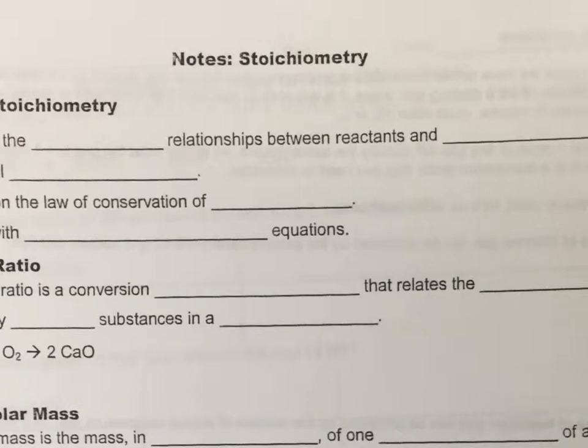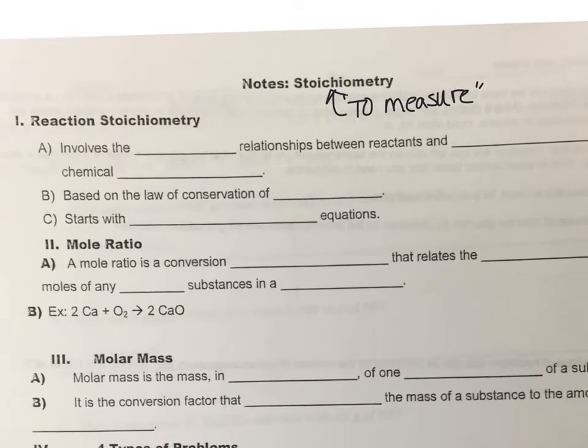Stoichiometry is a Greek word that just means to measure, if you wanted to know. It involves the mole relationships between reactants and products in a chemical equation.